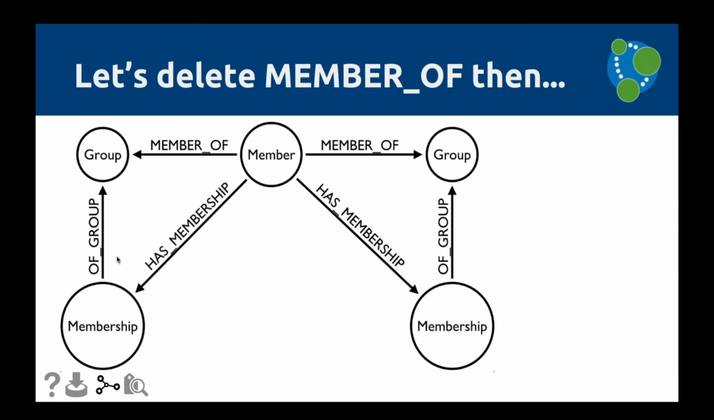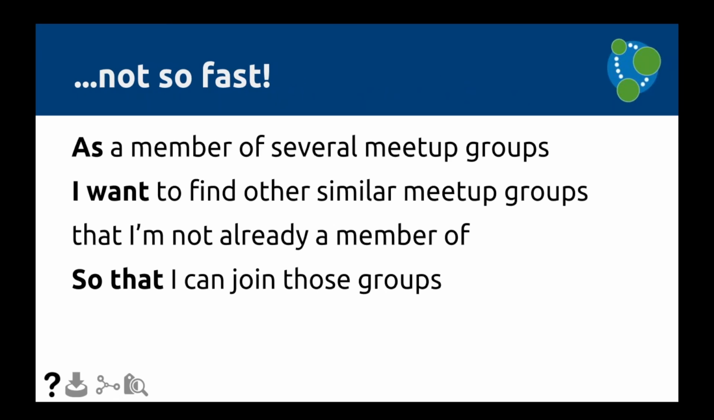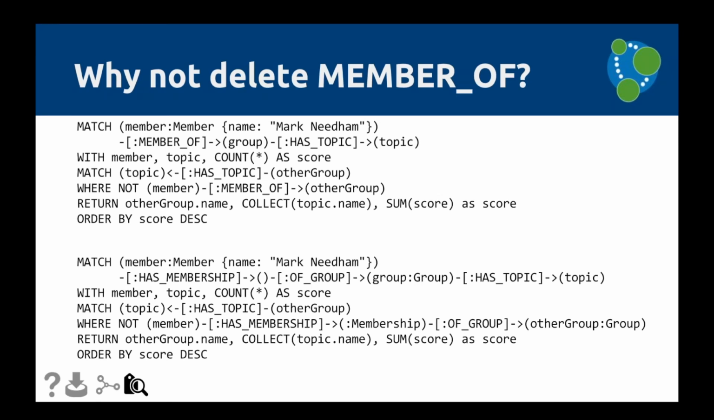And so we might think, well, we know that has membership was faster. It was 5 times faster when we measured it, so we might as well get rid of that member-of relationship. But we might not want to do that so quickly. So remember the first query that we did where we were trying to find similar groups that we're not already a member of? This is how it looks if we now put the two together, so you'll be familiar with this query. This is the first version of the query. This is the version of the query where we've got membership as a first class citizen.